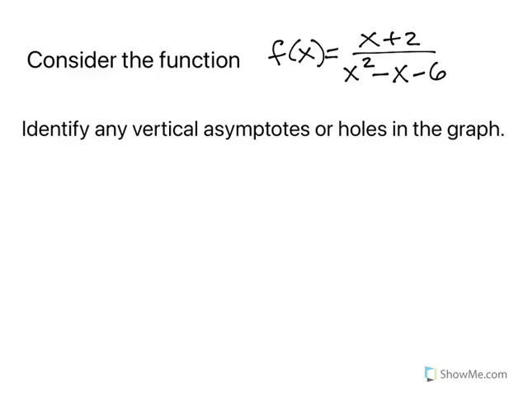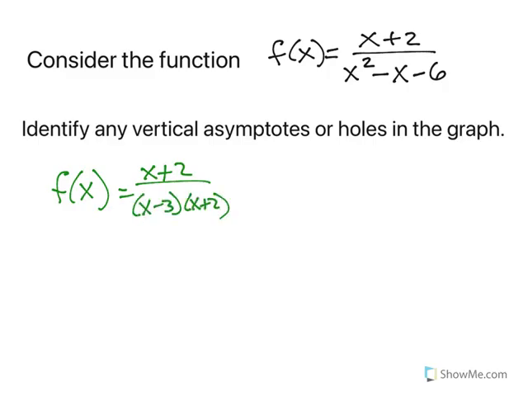Consider the function f of x equals x plus 2 over x squared minus x minus 6. We're going to identify any vertical asymptotes or holes in the graph. First off, when you have a rational function, if you look in the denominator, we can see that x squared minus x minus 6 can be factored. So let's rewrite this in factored form. x squared minus x minus 6 factors to x minus 3 times x plus 2.